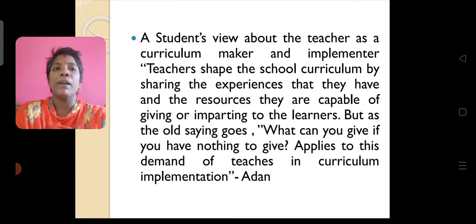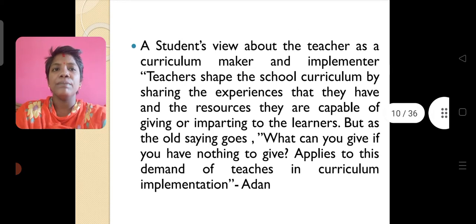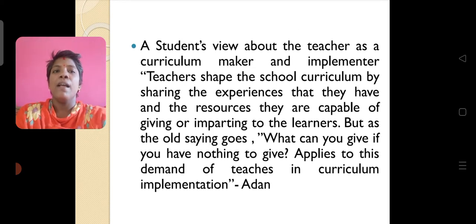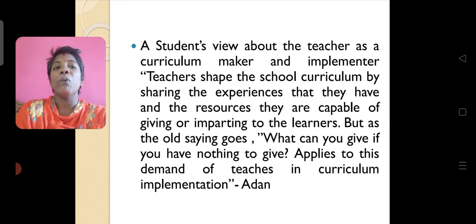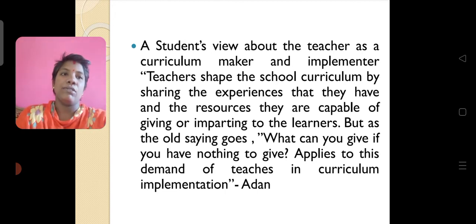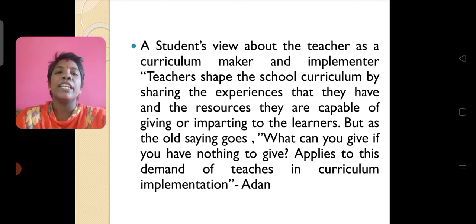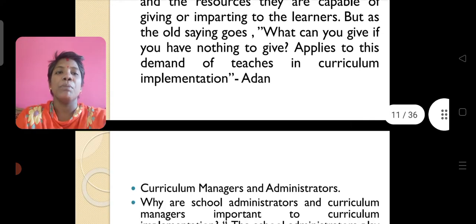Teachers shape the school curriculum by sharing the experiences and resources they are capable of imparting to the learners. But the old saying goes, what can you give if you have nothing to give? They say you cannot give anything if you have nothing. This applies to the demand on teachers in the curriculum implementation.